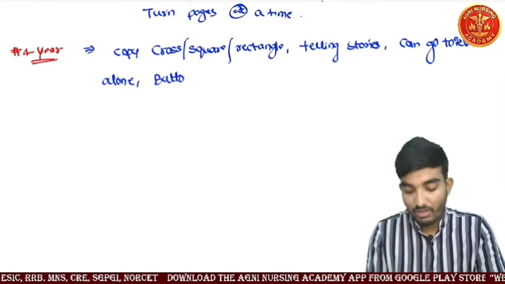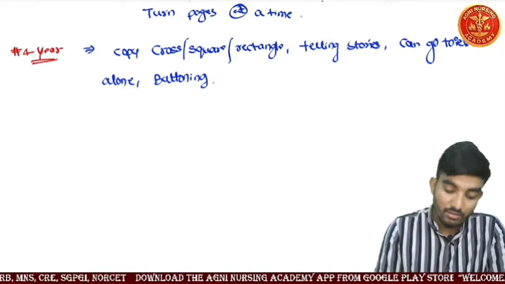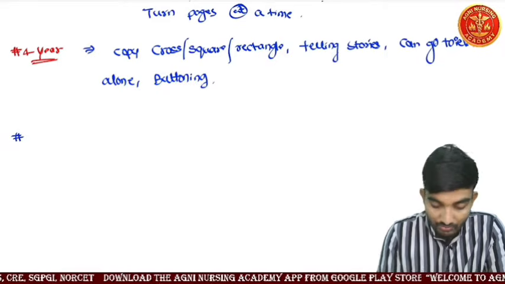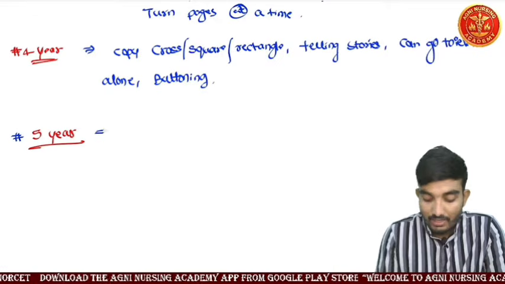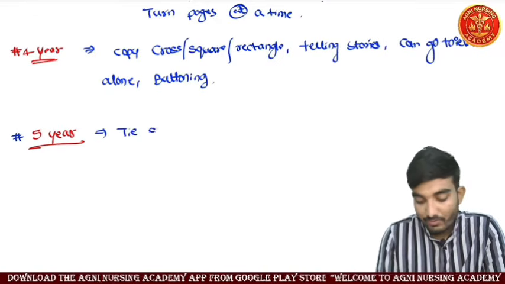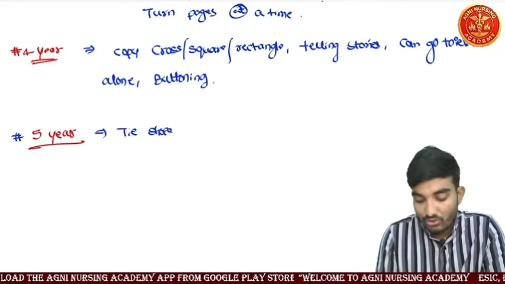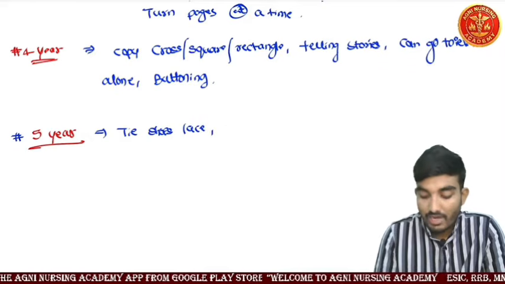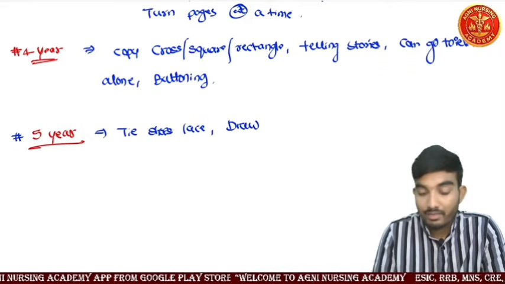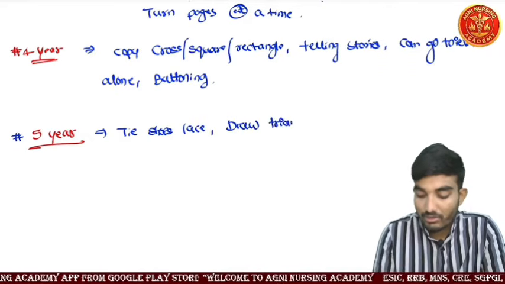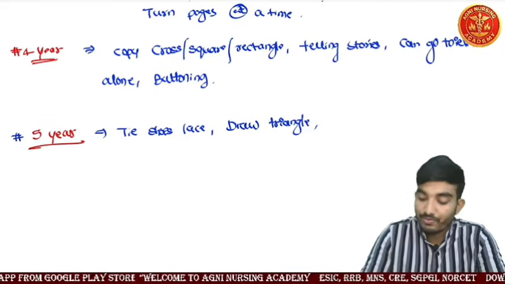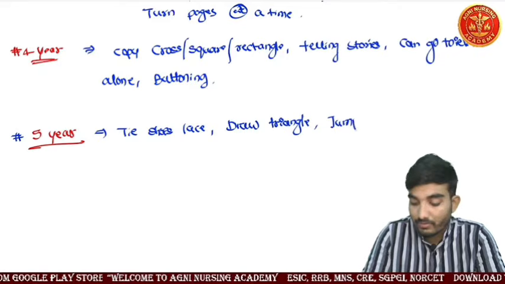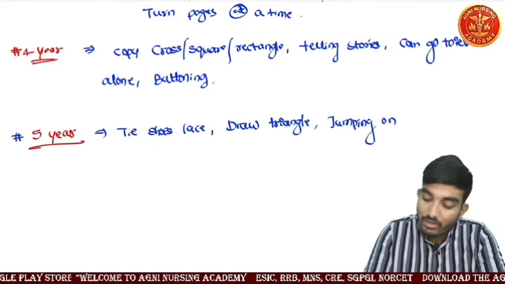They are also able to button their shirt. In the 5-year milestone, they will tie shoe laces, and draw a triangle, and in the 5 years, they will jump on ropes also.